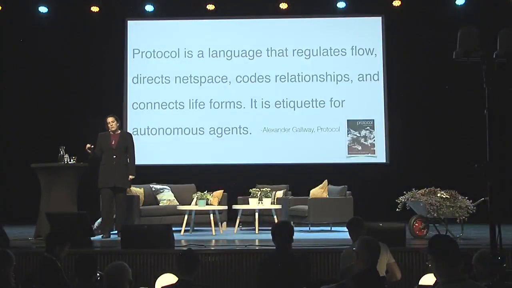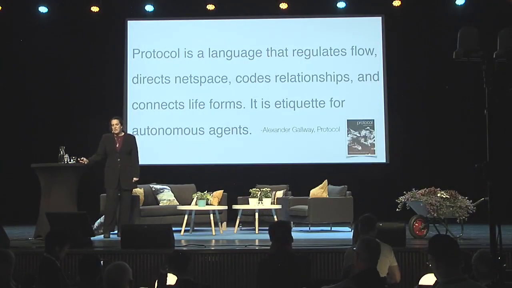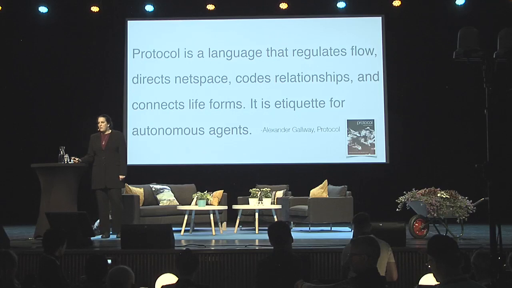And it's really, really powerful, these new protocols. There's about 10 of them that we identified and write about. And protocol is really key. Protocol is a language that regulates flow, directs net space, codes relationship, and connects life forms. It's etiquette for autonomous agents. And this is a quote from Alexander Galloway's book, Protocol: How Control Exists After Decentralization.